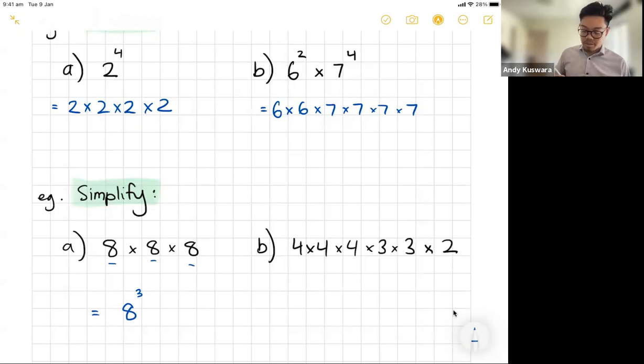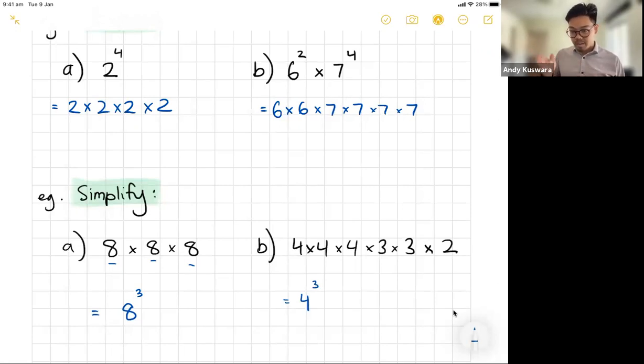Now let's look at this next one here. We've got a lot of different numbers. We've got 4 times 4 times 4 times 3 times 3 times 2. So again, very similar to the one right above it. We can see there's 4 times 4 times 4. So that's the same thing as 4 to the power of 3, right? Because there's 4 multiplied by itself 3 times.